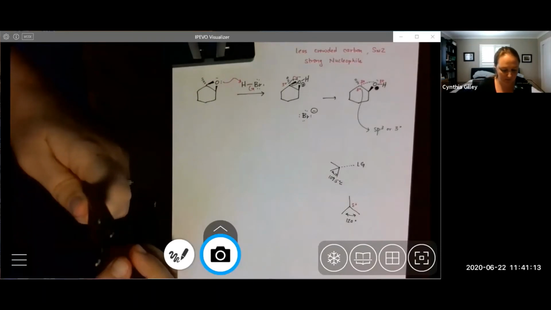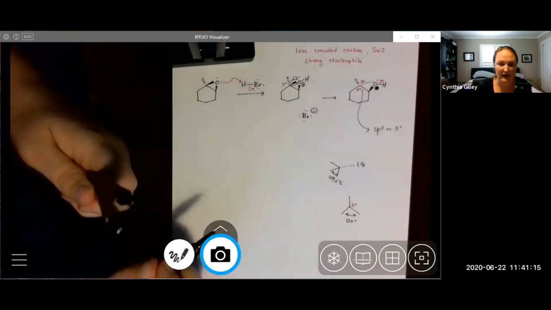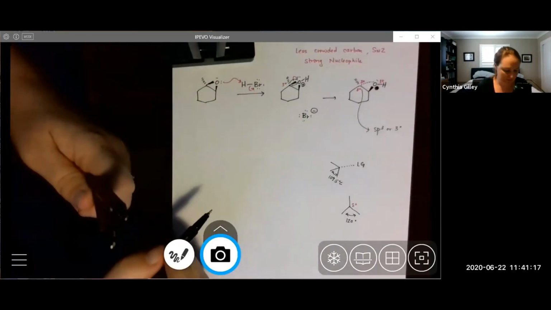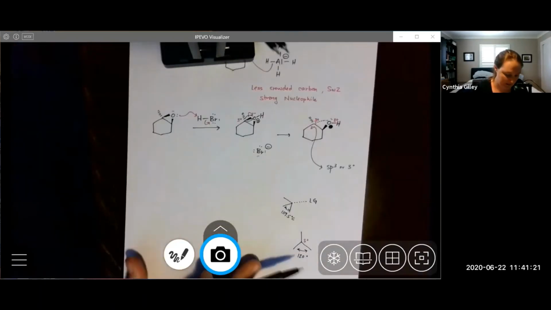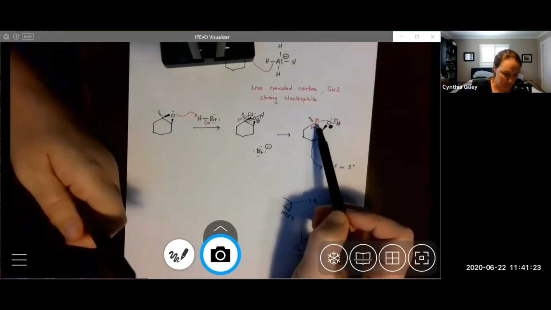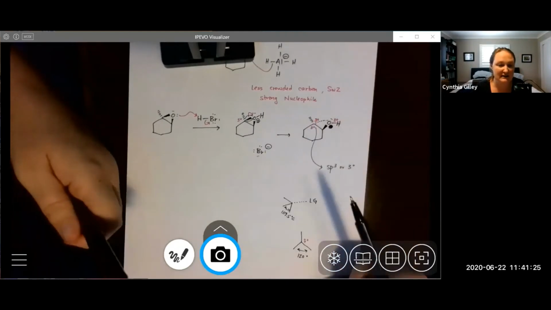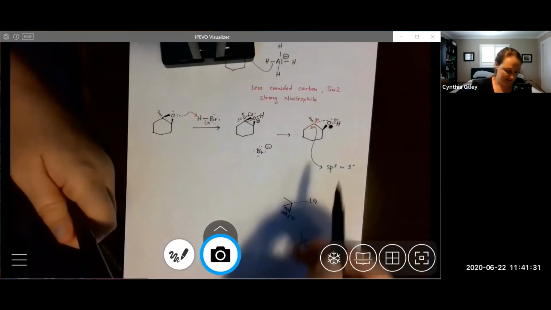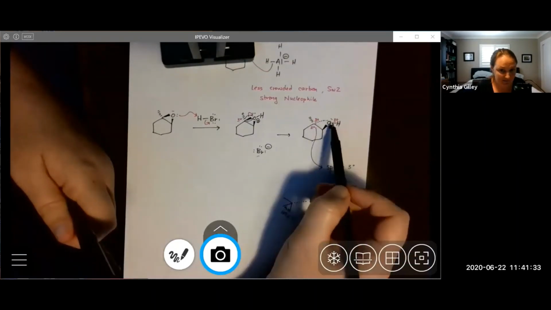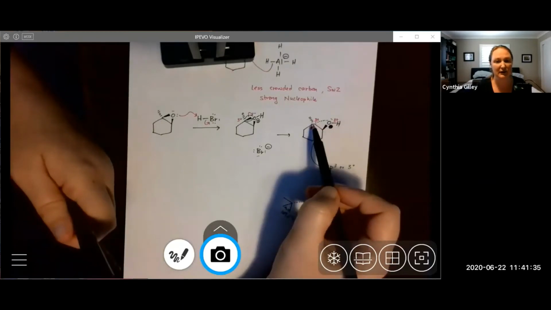There's much more room for a nucleophile to attack from the back at this point. Once this has already started to leave, this becomes more trigonal planar, not as sterically hindered. The nucleophile can attack from the back. It won't attack from the front because it's not completely gone. It's just started to leave, right?